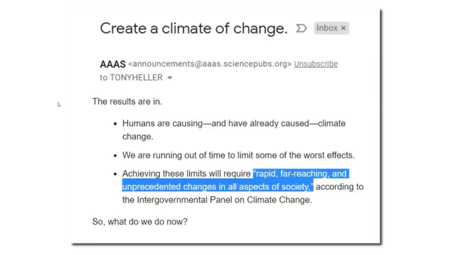This is an amazing email I got from the American Association for the Advancement of Science. They said, "Achieving these greenhouse gas limits will require rapid, far-reaching, and unprecedented changes in all aspects of society." This is about overthrowing our government, our freedom, and our way of life.